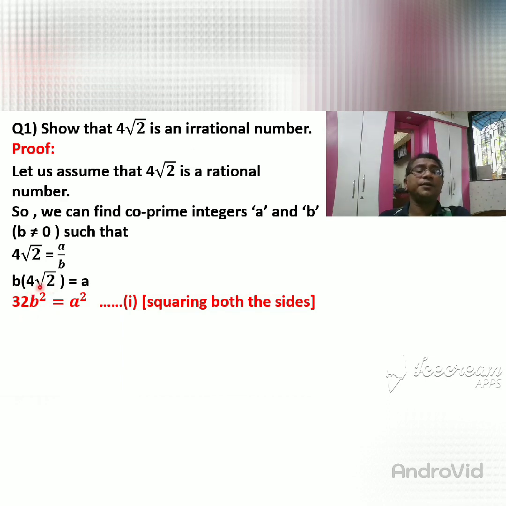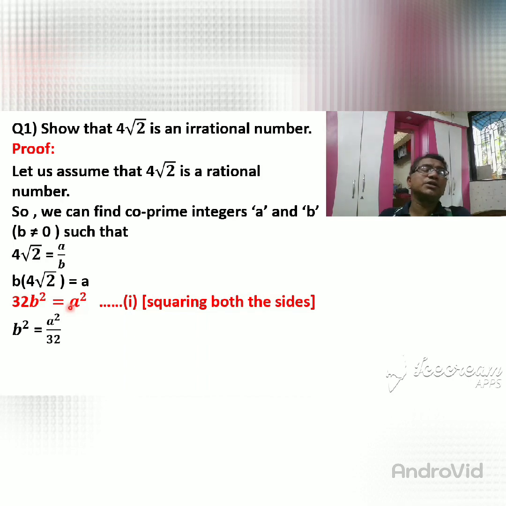Square of this bracket: first b square, so I write here b square. Then 4 square is 16. Are you understanding? Then root 2 square is 2. So 16 times 2 is 32. So I write 32 b square. 32 b square is equal to a square, which we get when we square both sides.